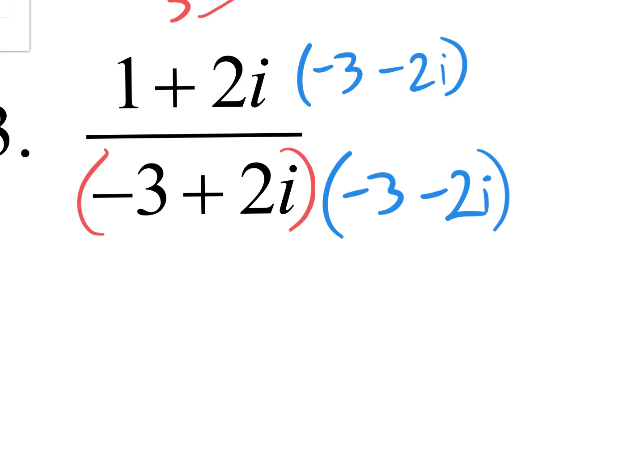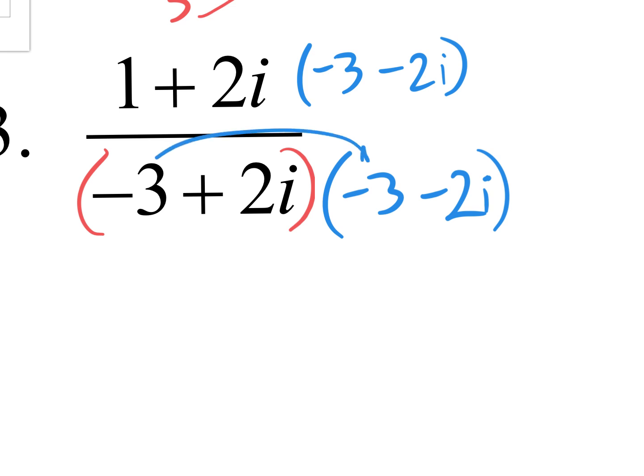Now, on the bottom, once you do this over and over, you're going to know that you're going to have a 9 plus 4, which would be 13. I just did that in my head because the middle terms are always going to cancel out. So I'm not going to show you any shortcuts. You'll develop those shortcuts on your own once you do them over and over.